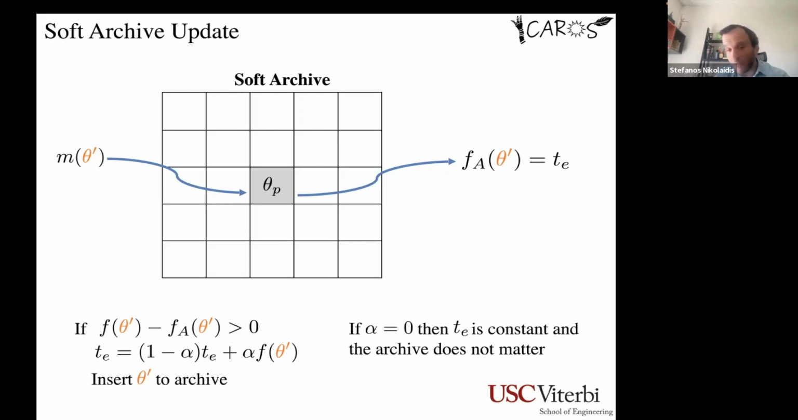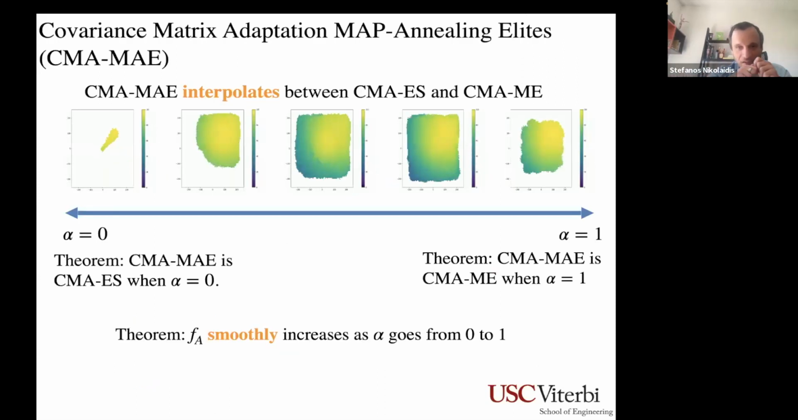If alpha equals 0, then the threshold is constant and the archive does not matter. So in this case, we only care about the quality of solutions. We don't care about filling in the archive at all. And what we can actually show is that by smoothly interpolating between alpha equals 0 and alpha equals 1, we can move from CMAES. So if alpha equals 0, the algorithm will behave like a single objective optimizer because it ignores the archive. So we only care about quality of solutions. And alpha equals 1, as we saw, results in CMAME. And anything in between is a smooth interpolation between single objective optimization and quality diversity optimization like CMAME.